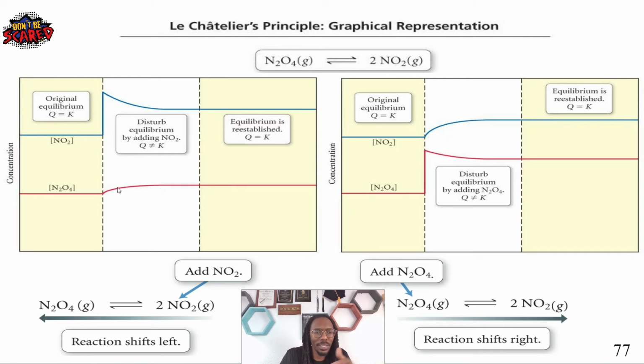Even on the other side, we can see these slight dips. When we added NO2, it slightly dipped because we had to consume some of that extra product to make our N2O4. And then we can see it slightly goes up from the initial equilibrium to reestablish our new equilibrium, okay? So this is what we're talking about when we're talking about adding or removing products or reactants for Le Chatelier's principle.